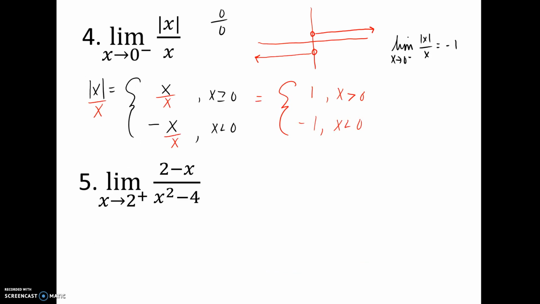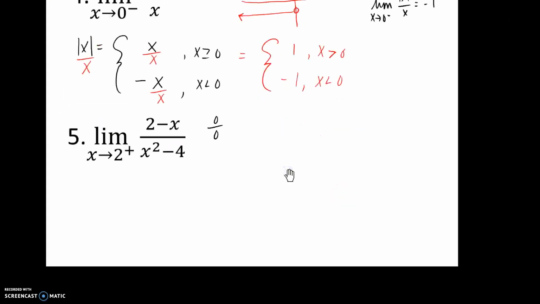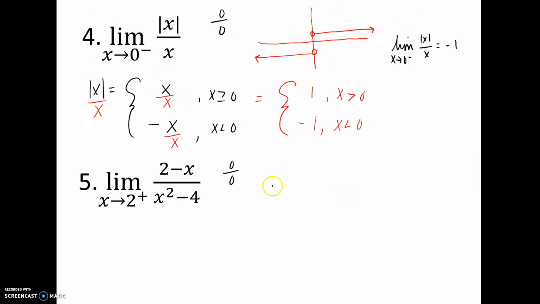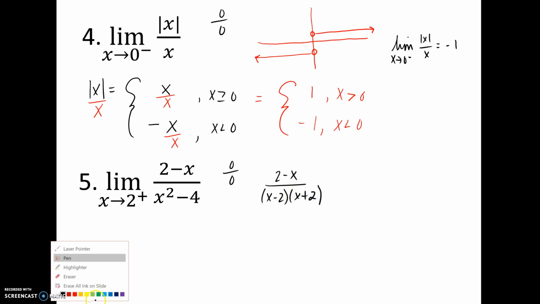Okay, number 5. Direct substitution gives me 0 over 0 again. Okay, so let me algebraically simplify this. So I have 2 minus x. The bottom is the difference of perfect squares, x minus 2, x plus 2. So the top and bottom, they're not exactly the same, but 2 minus x and x minus 2 are exact opposites of each other. So they simplify to negative 1, not positive 1.